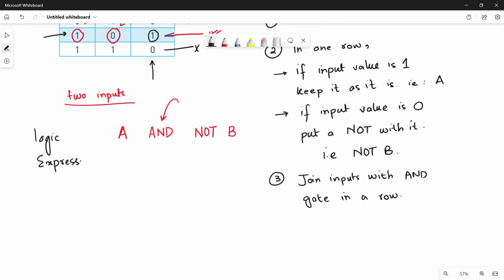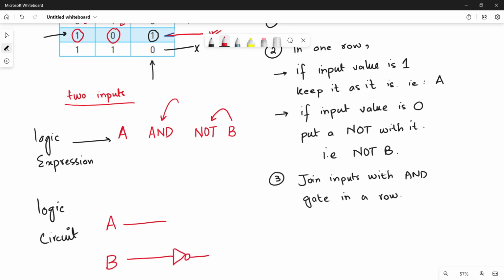Thank you. This is your logic expression of the truth table. Now quickly making the logic circuit. Okay, in the logic circuit, you have to see the inputs first. The first wire is A, the other wire is B. You have two input values, but with B you have a not. It means the input B is going through an inverter to get not B.